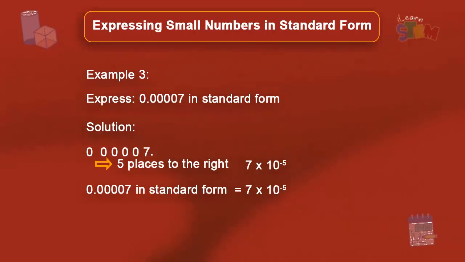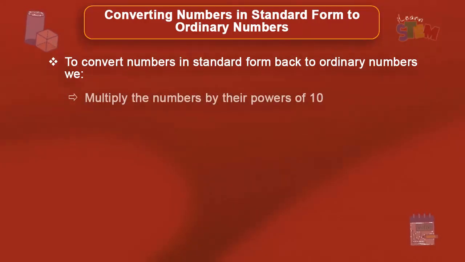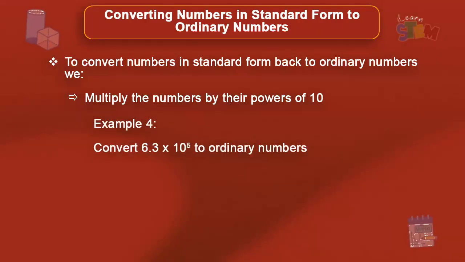Finally, let us see how to convert numbers in standard form back to ordinary numbers. To convert numbers in standard form back to ordinary numbers, we simply multiply the numbers by their powers of 10, whether positive or negative. Let us see some examples. Convert this large number in standard form back to ordinary numbers. Solution. First, we write down our number in standard form.